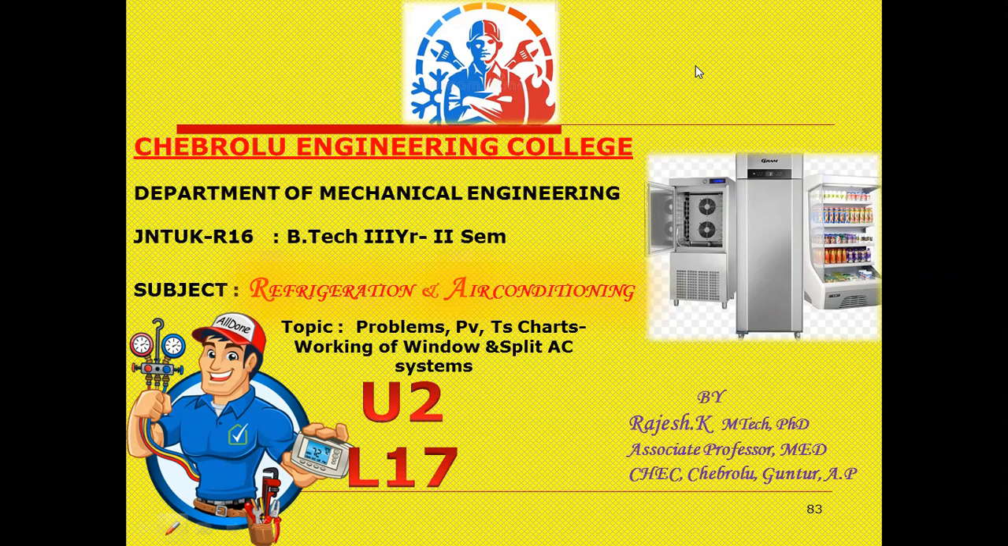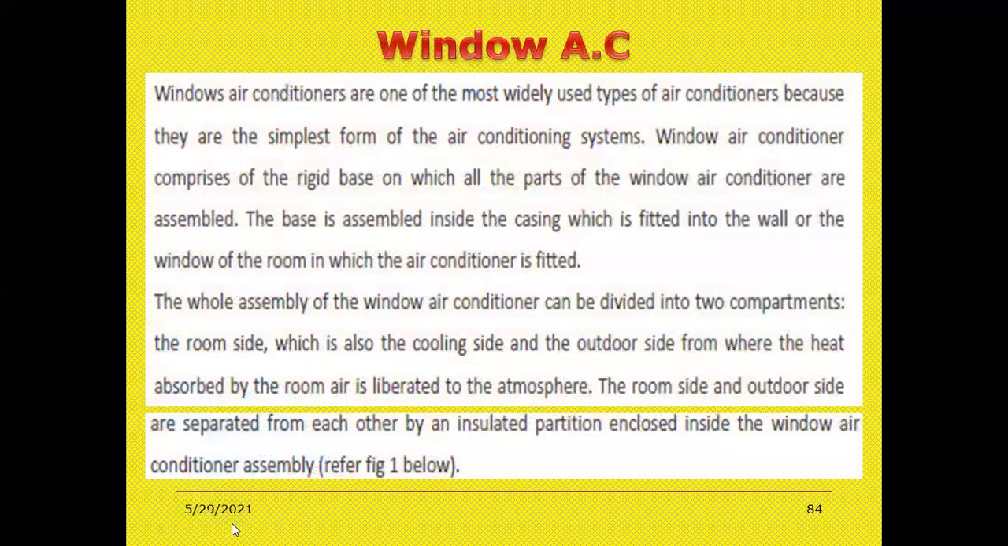So today we will start the topic related to the introduction to the working of window air conditioner and split air conditioner systems, and also the problems. Generally the window air conditioning system and split air conditioning, wall mounting or cassette type, all work on the principle of vapor compression refrigeration system, right? So today we'll discuss those models with working description, right? So see here, the figure, the concept.